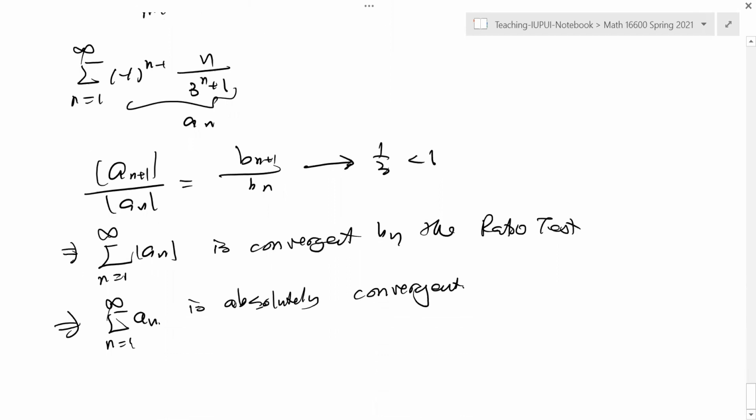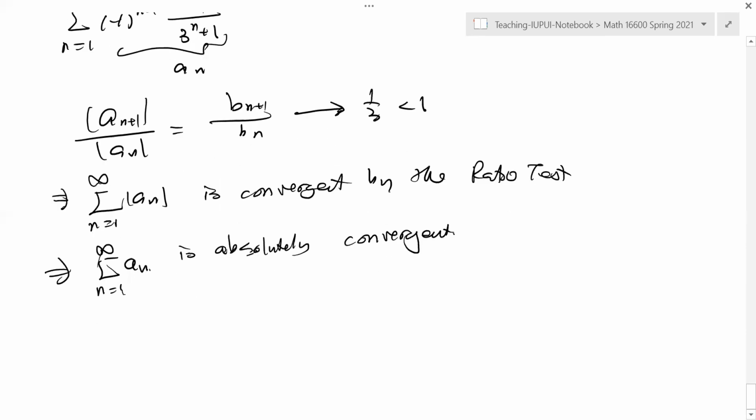So for most problems, whenever you see an alternating series, you can try to use the alternating series test first, or you can prove it is absolutely convergent using the ratio test or root test.